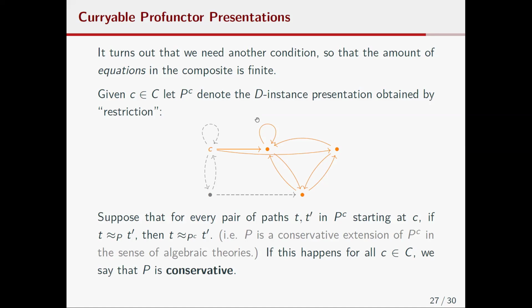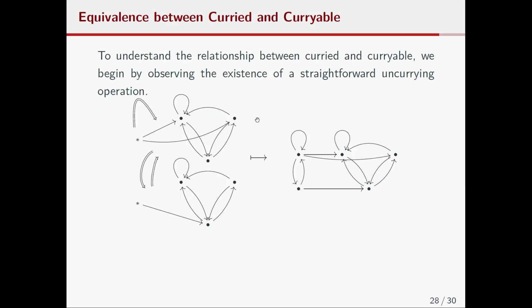And if that happens, we say that, well, that has to happen for all choices of C. And in that case, we say this is conservative in the sense of conservative extensions. And we said that P is curriable if it's both conservative and non-generative. And now this will give us an equivalence, right?